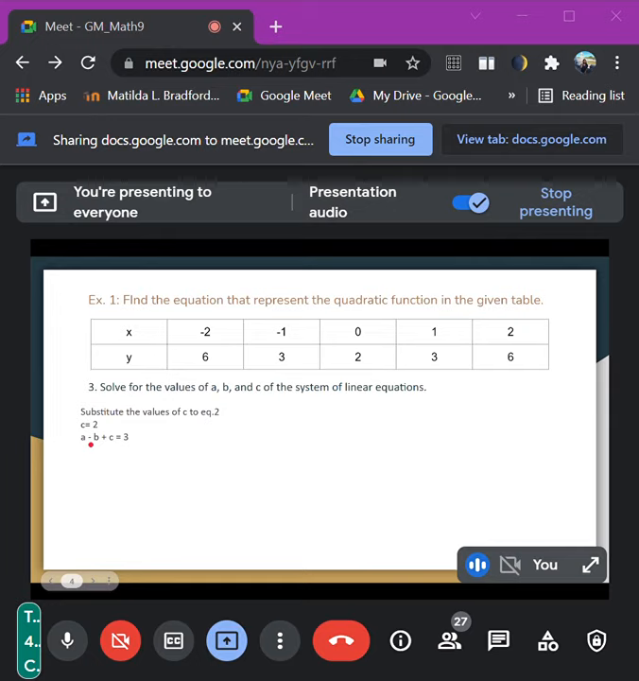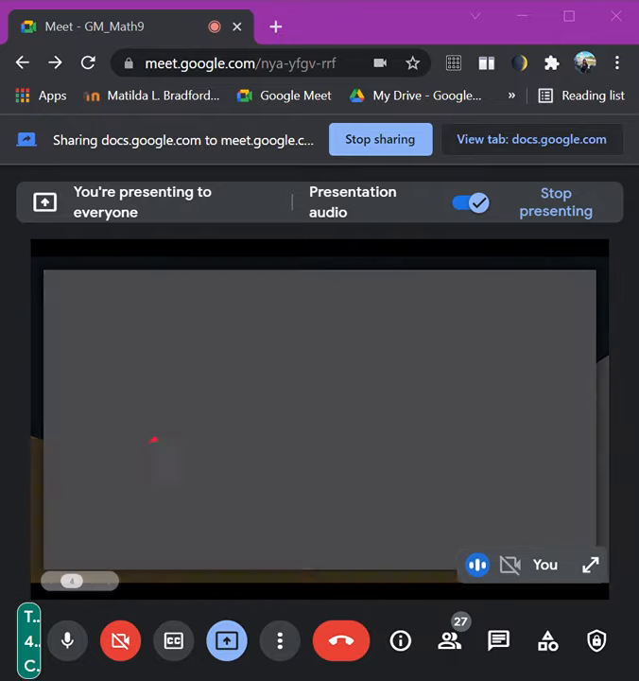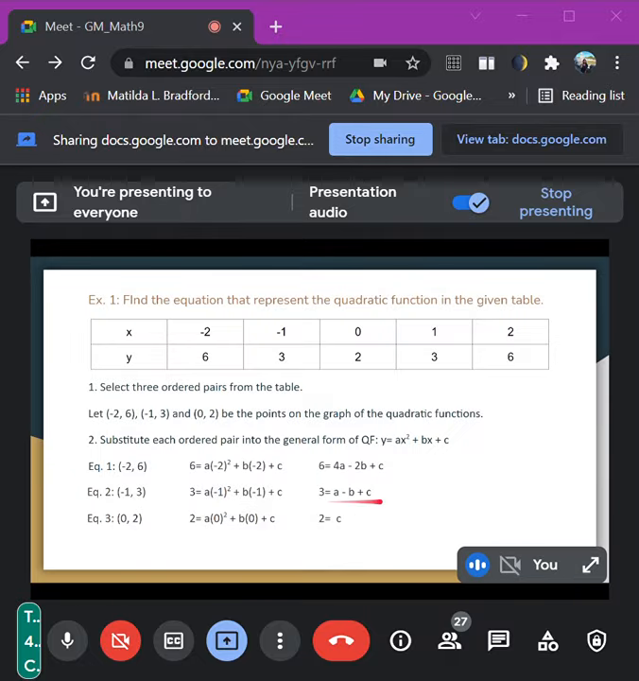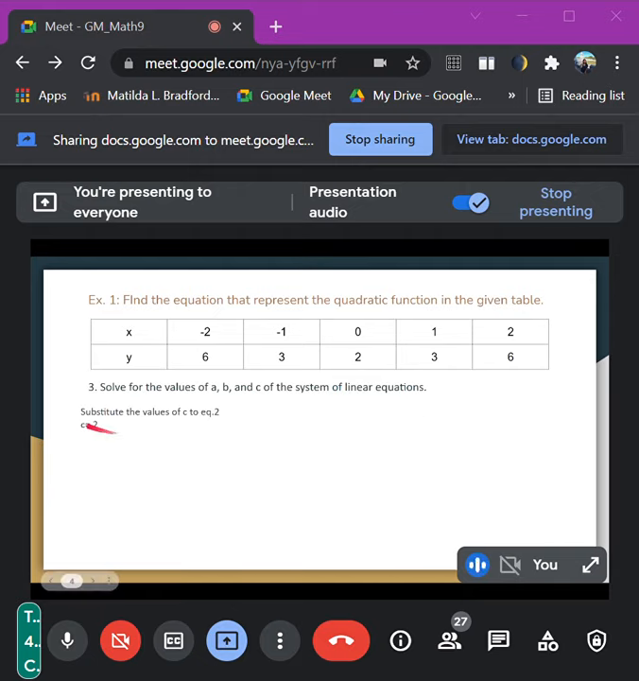Equation number 2 is A minus B plus C is equals to 3. Let me show it again, this is it. Equation number 2, okay? I substituted C is equals to 2. So you have A minus B plus 2 is equals to 3. Then simplify: A minus B is equals to, I transposed the positive 2 to the right side, so it becomes 3 minus 2.